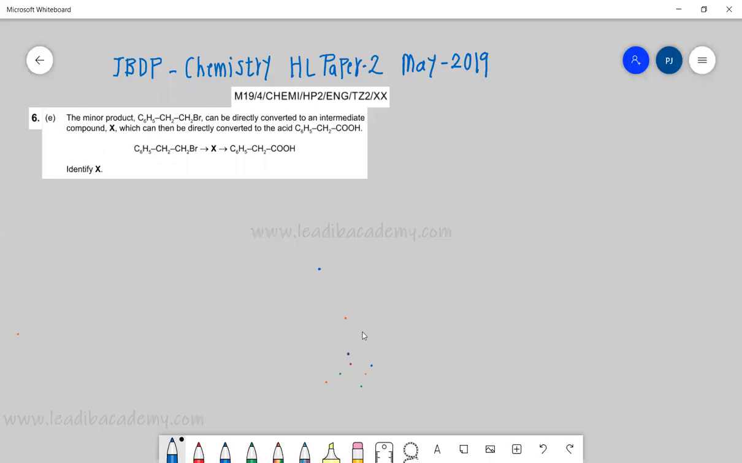6E: the minor product C6H5CH2CH2Br can be directly converted into intermediate compound X, which can then be directly converted into the acid C6H5CH2COOH. The question asks to identify X. So let's try to do it.